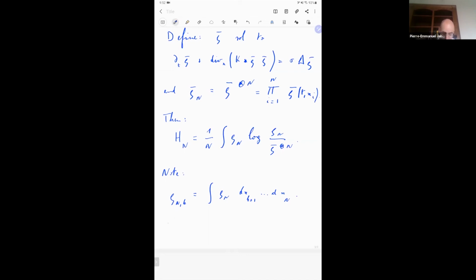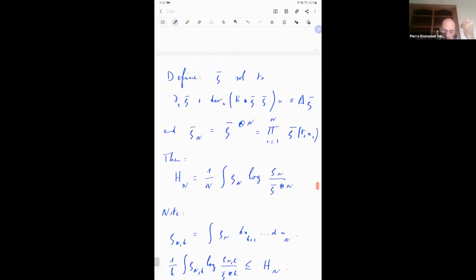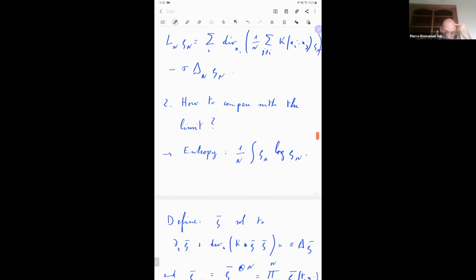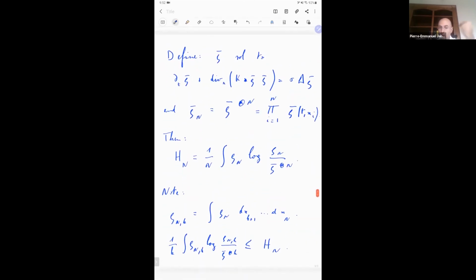Then the relative entropy between rho nk and rho bar tensorized k times is actually controlled by Hn. So this is very, very nice because Hn is something that you will look at at the level of the Liouville equation. And if you can get a good convergence rate for Hn, so if you can show that Hn goes to 0, then you will have convergence of all the marginals, and you're done.